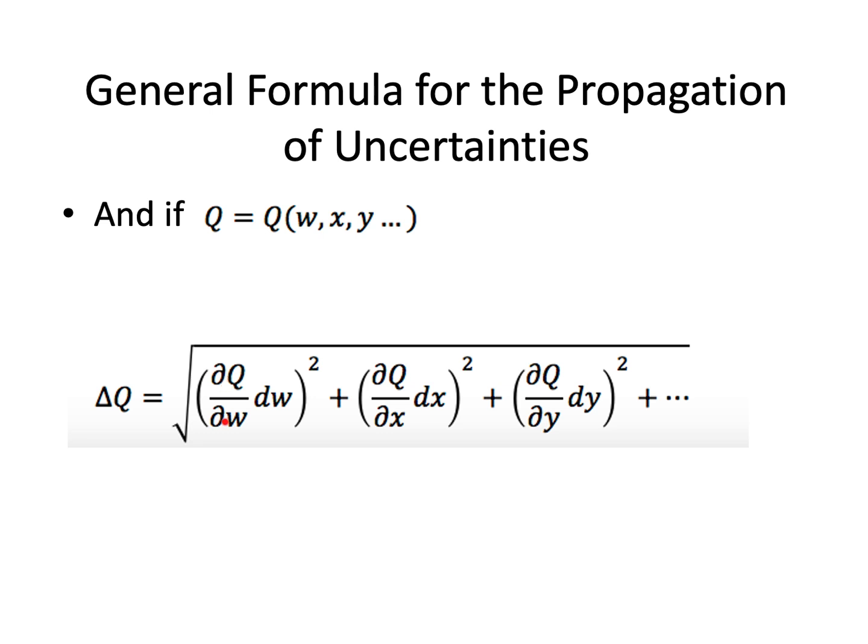Well, this says my q is a function of w, x, y, z, etc. I'm going to take the partial derivative of q with respect to w times the increment dw, square it. Then I'm going to take the partial derivative of q with respect to x with the increment dx, square that. I'm going to repeat that pattern for as many measurements as I have. I'm going to add up all of those squares, take the square root, and that'll give me my delta q.